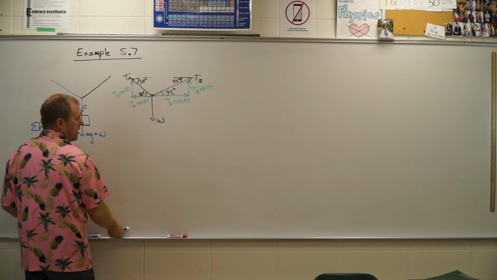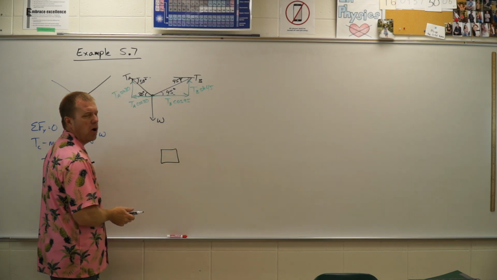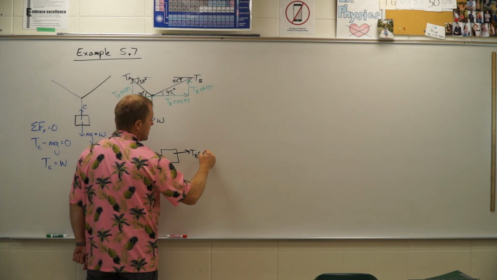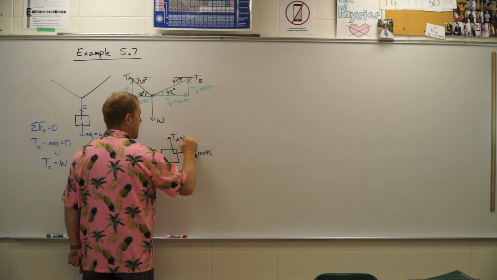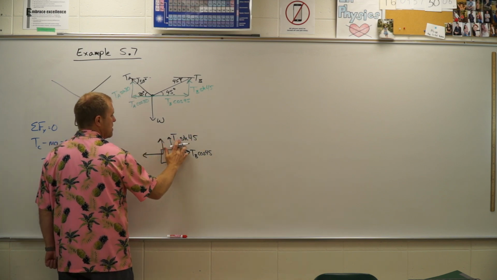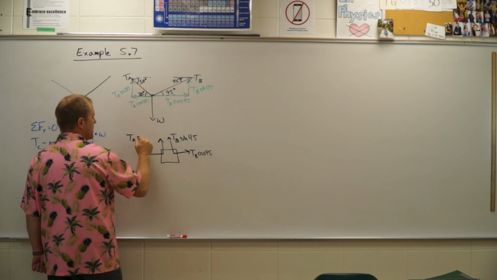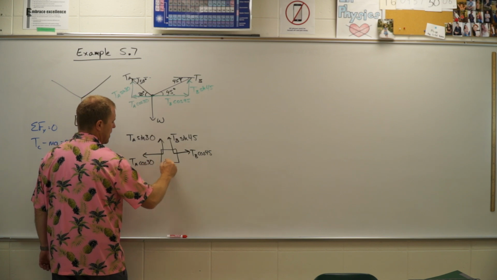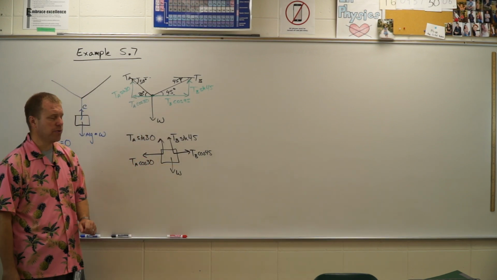One thing that I'll see that works for people is we'll redraw this and we'll only draw the components. So I'll have TB cosine of 45 pointing that way, TA sine of 45 pointing this way. Same kind of thing over here. Oops, TB, that was close. TB sine of 45. Over here, TA sine 30 and TA cosine 30. And then lastly, W for the weight, or mg if we were doing it that way.